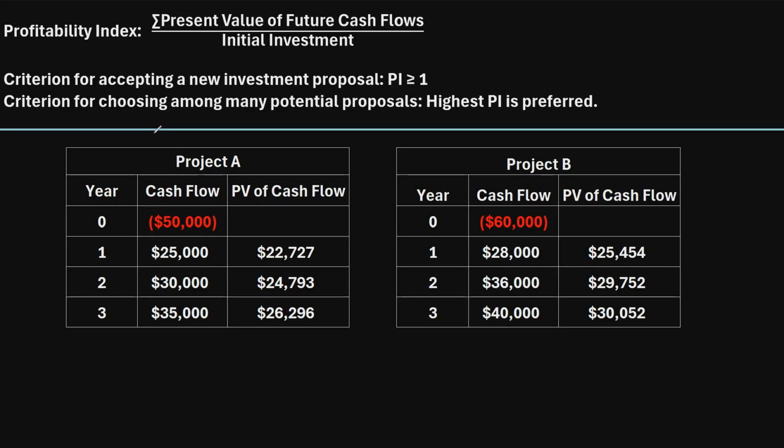In this video, I will explain how to calculate the profitability index. So here's the formula we can use. We say that the profitability index of some project is equal to the sum of the present value of future cash flows divided by the initial investment.